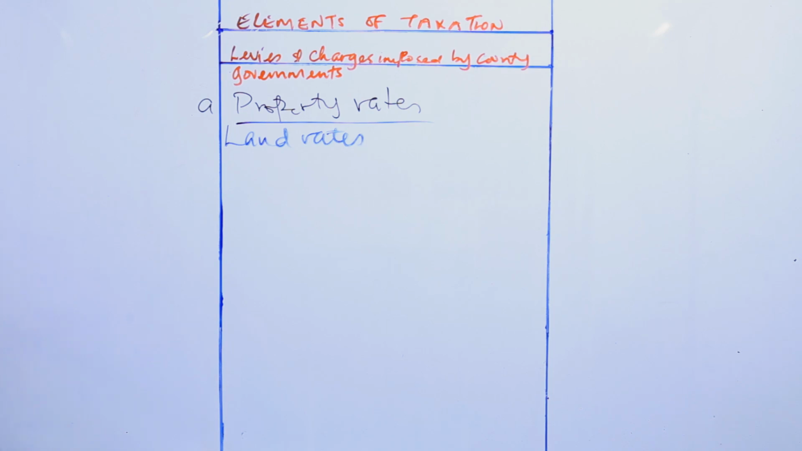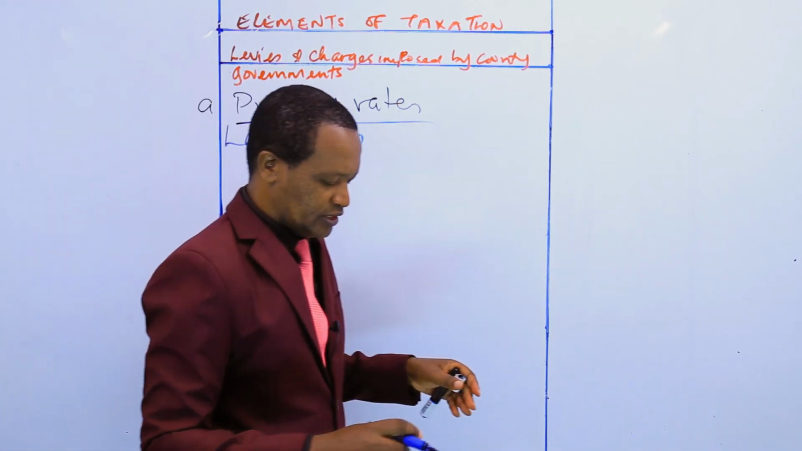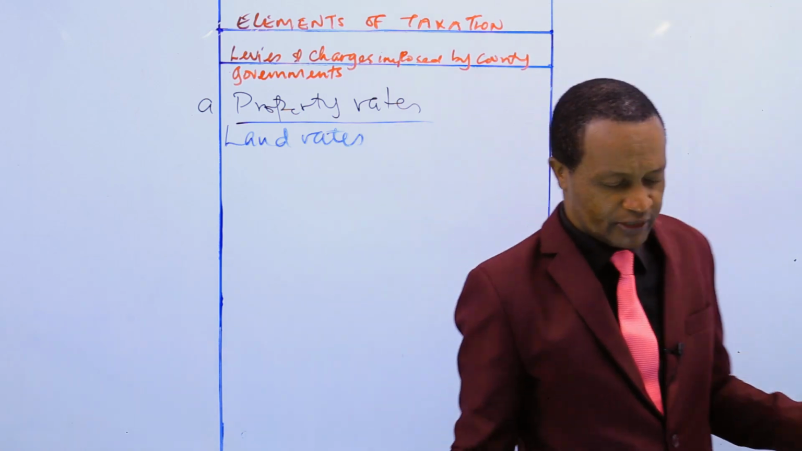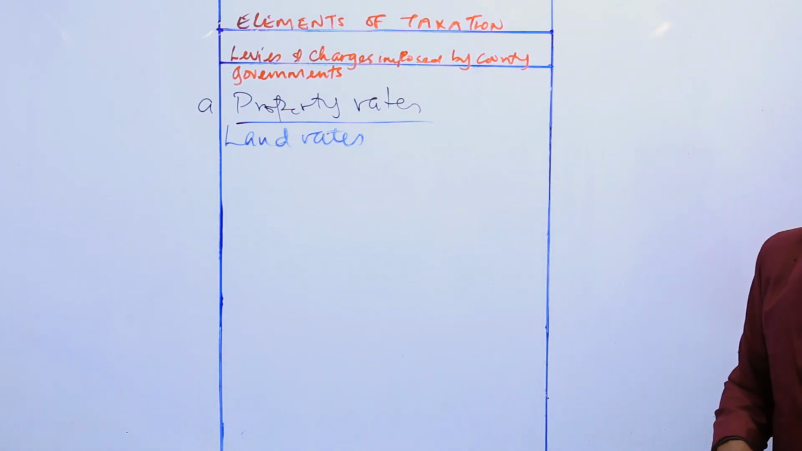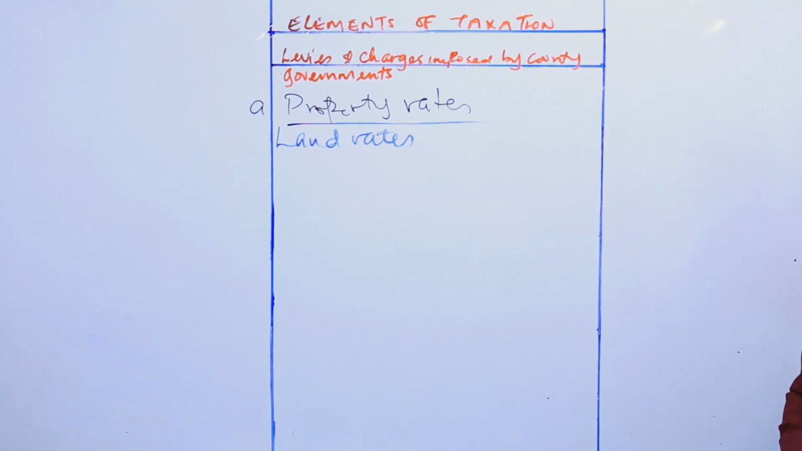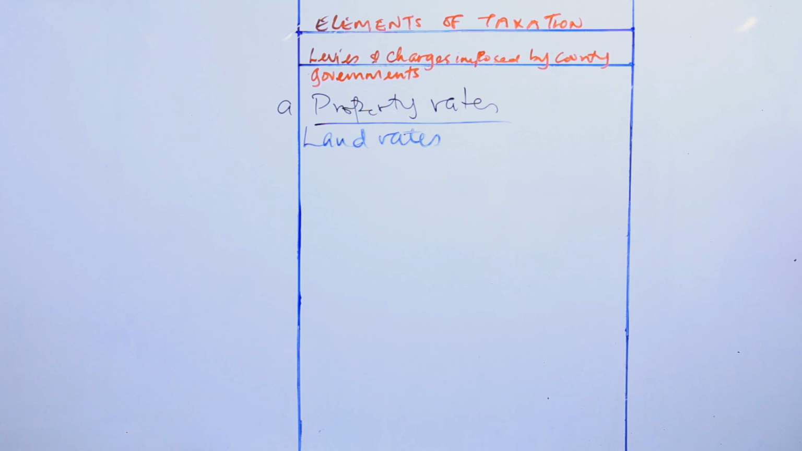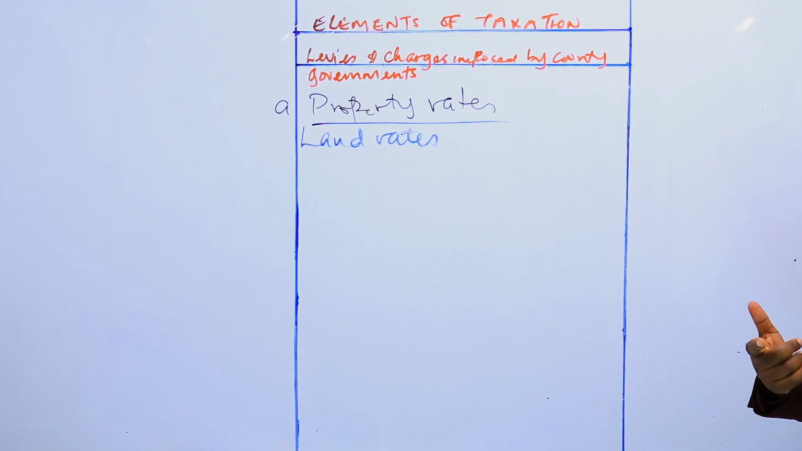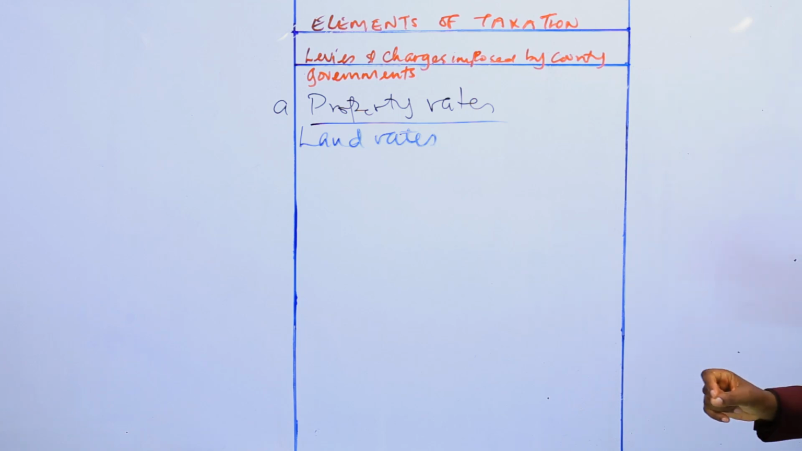And these are annual taxes levied by county governments on land and buildings within their jurisdiction. There are some pieces of land within certain jurisdictions within the county, which attract land rates or property rates. And these rates are crucial. They are a crucial source of own-source revenue for counties.